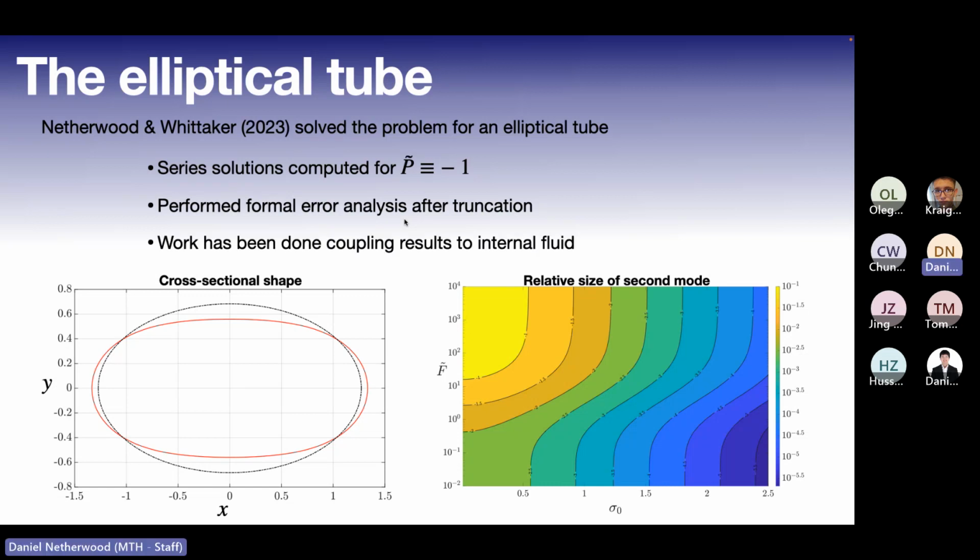Something else that we've done is that you can use this model to couple fluid and solid mechanics. At the moment, the deformations are induced by transmural pressure P tilde. That could be the pressure that comes from a viscous fluid that conveys through the tube. We've solved that problem, and hopefully we're going to submit that paper.